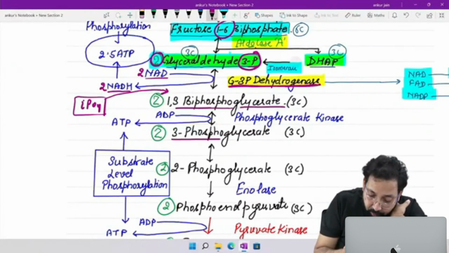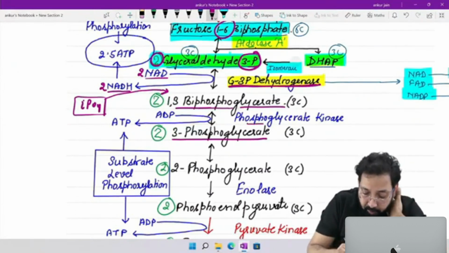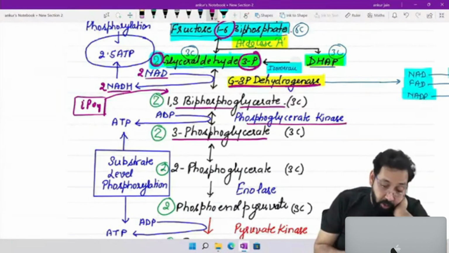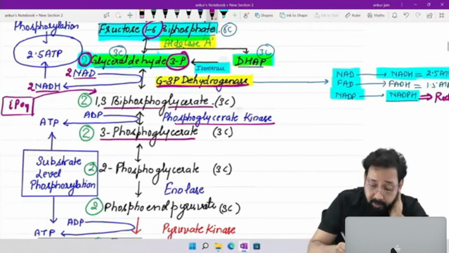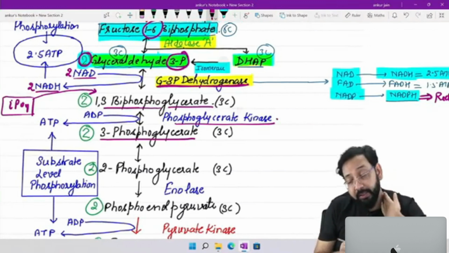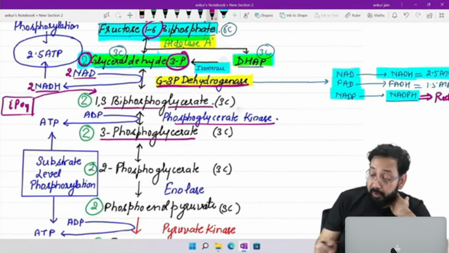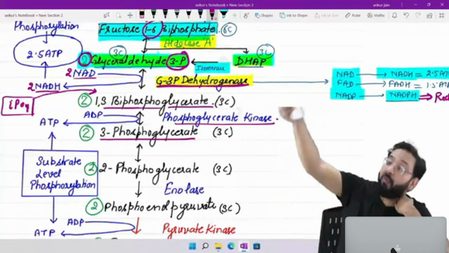Now 1,3-biphosphoglycerate is converted to 3-phosphoglycerate by phosphoglycerate kinase. All kinases are transferase. So phosphoglycerate kinase is transferase. All kinases require magnesium as cofactor.